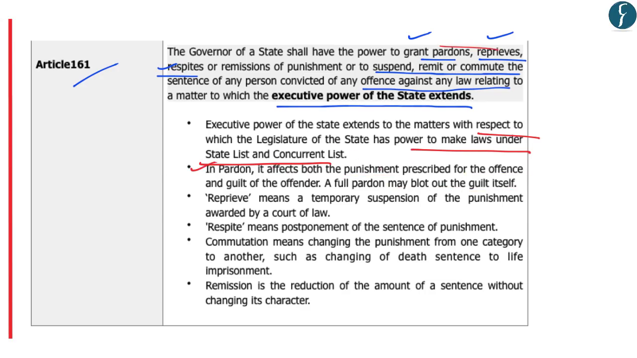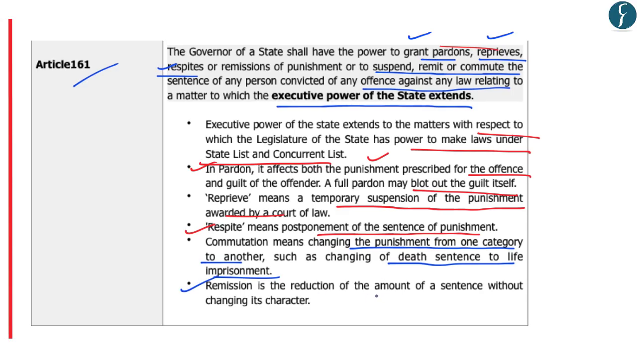A pardon impacts both the punishment as well as the nature of offence, and a full pardon may blot out the entire guilt itself. Further, reprieve means a temporary suspension of the punishment awarded by any court. Respite refers to postponement of the sentence of punishment, and commutation here refers to changing the punishment from one category to another category, such as changing of a death sentence to a life imprisonment. And remission refers to the reduction of amount of a sentence without changing its character.